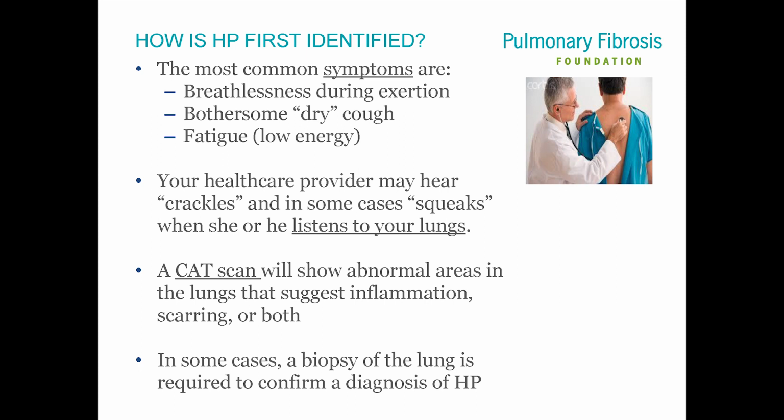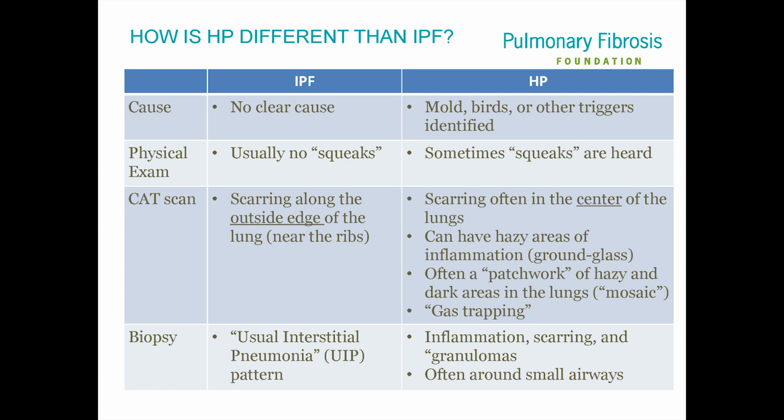Then if we suspect that interstitial lung disease or HP is present, we'll do a CAT scan, which might show areas of inflammation or scarring. And as I mentioned, in some cases, a biopsy of the lung may be required. There are other tests and procedures that can also be done depending on your individual situation. Now, I know there's a lot of words on the screen here. I do want to just illustrate some of the similarities and differences between IPF and HP.